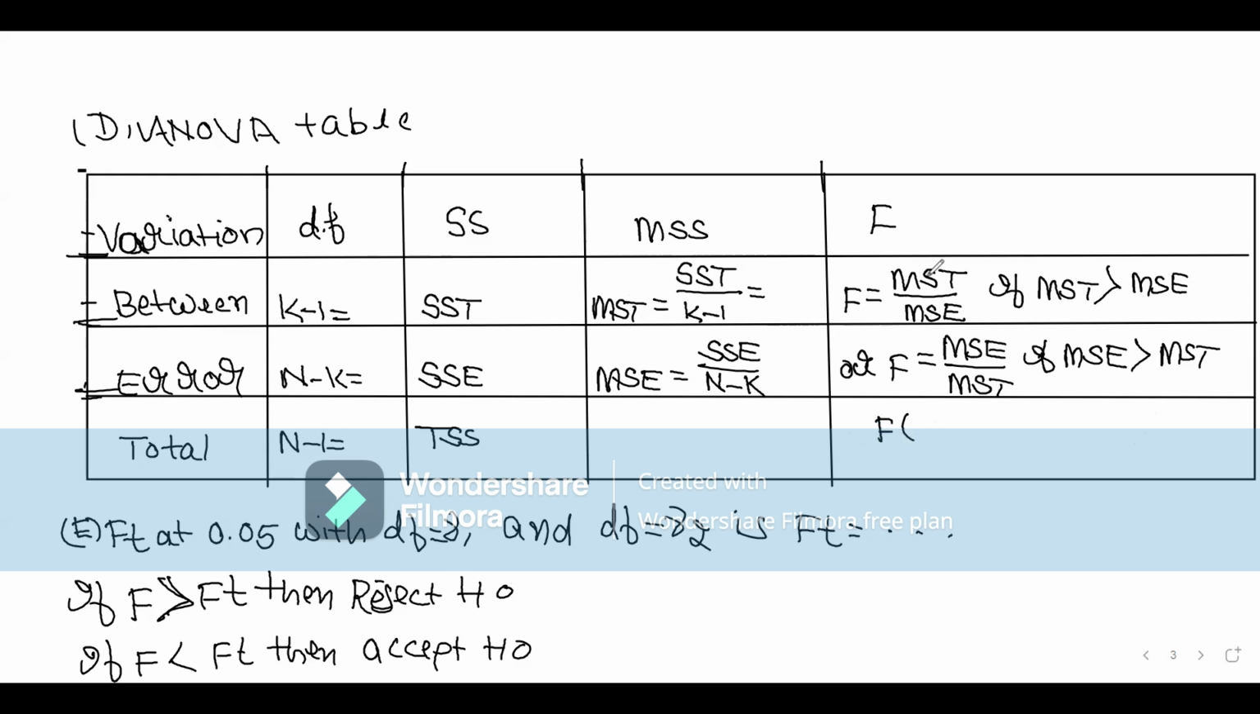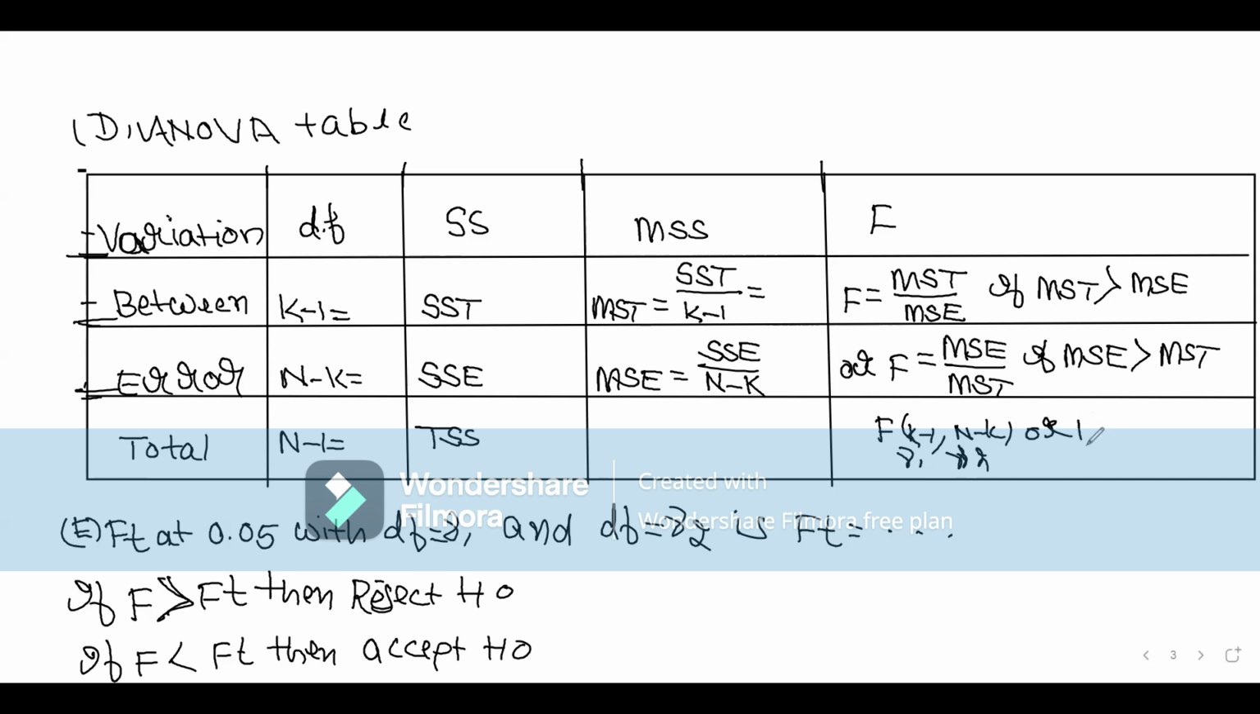If you use this formula for calculation of F, then it is T square upon N for MST, with degrees of freedom K minus 1. Now you can put it here. Then for MSE, the degrees of freedom is N minus K. TSS is the summation of x square minus correction factor. This is the mu1, and this is mu2 while calculating.